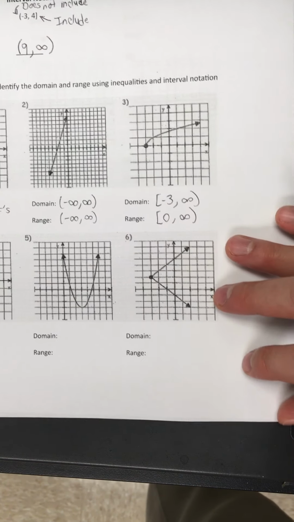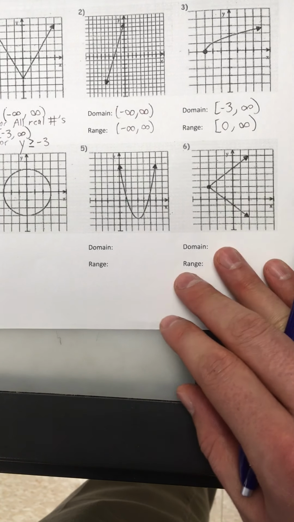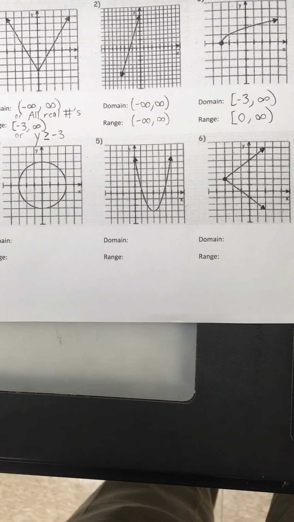But now I want you to try to answer 4, 5, and 6. Pause the video, try to do those, and then unpause it to check. Did you do it? Of course you did.